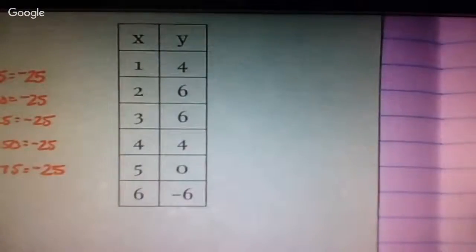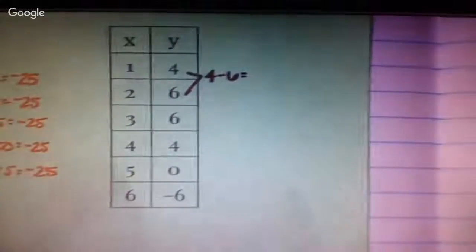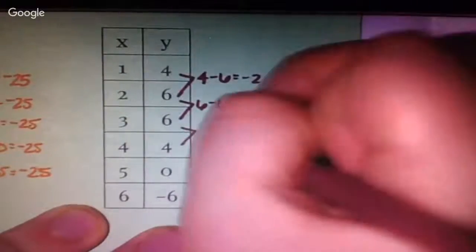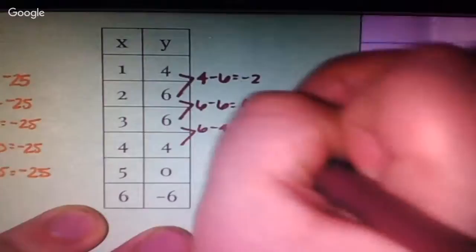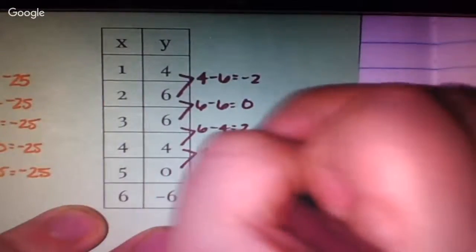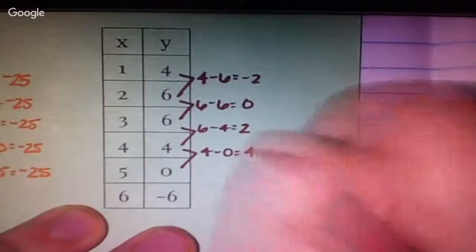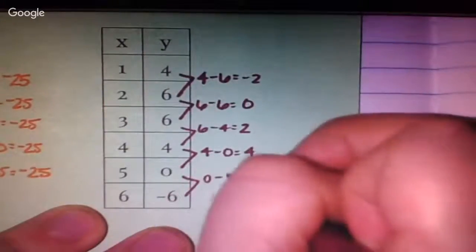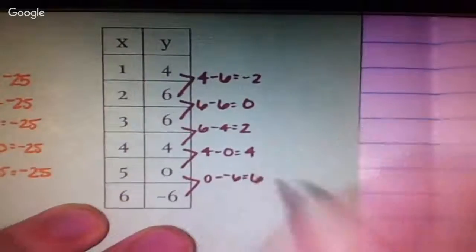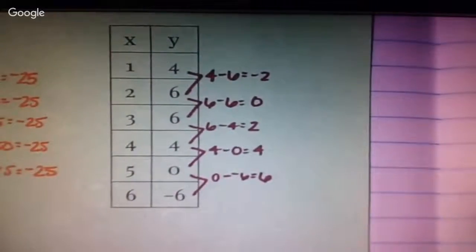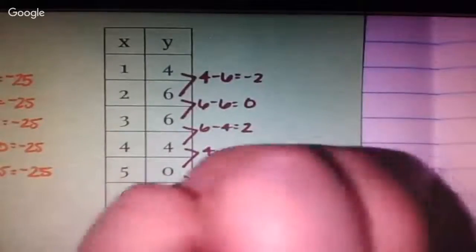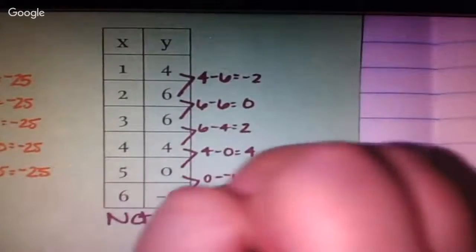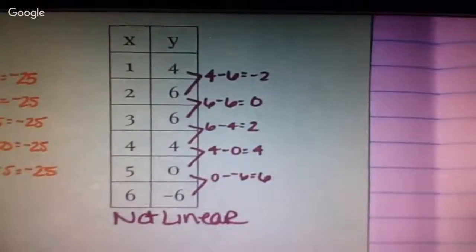So let's scooch over to here. We've got 4 minus 6, negative 2. We've got 6 minus 6, 0. We've got 6 minus 4, 2. We've got 4 minus 0. And we've got 0 minus negative 6. This is not linear. But you think it's a quadratic?